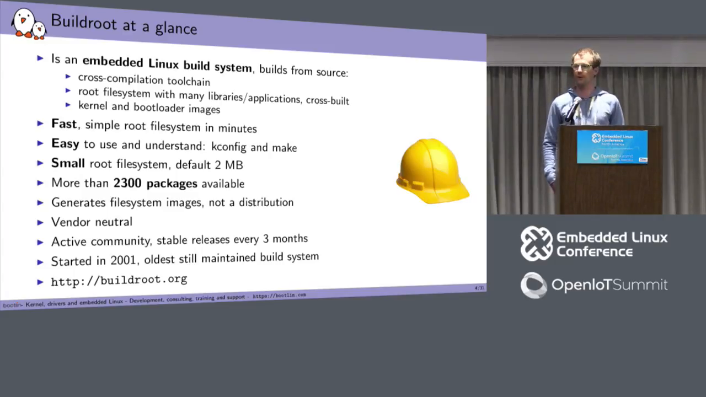We've got more than 2,300 packages, and that's growing pretty much every day. We generate file system images and not a distribution, so it's one of the big differences with OE Yocto, which builds a distribution with binary packages. We don't do that in Buildroot. We build just a root file system image that's fixed in stone, and if you want a new version of it, you just have to rerun the tool to rebuild a new image. So we don't have any package management system integrated.